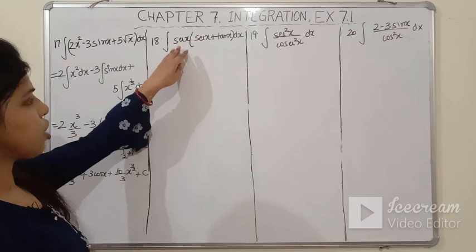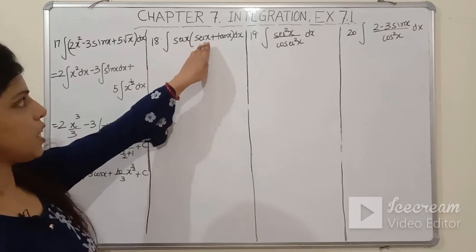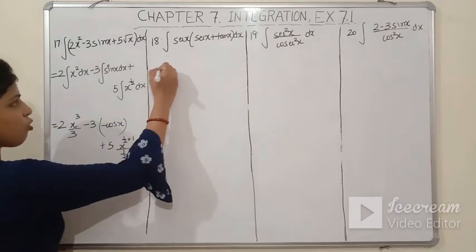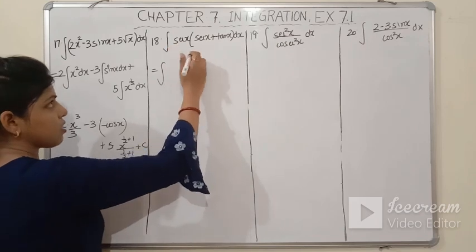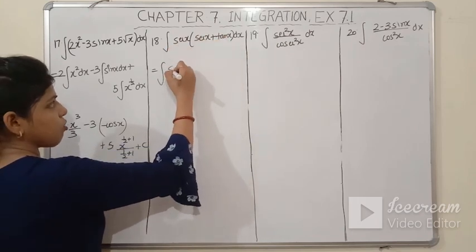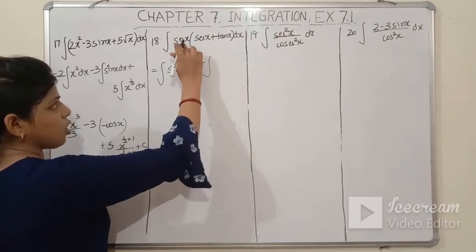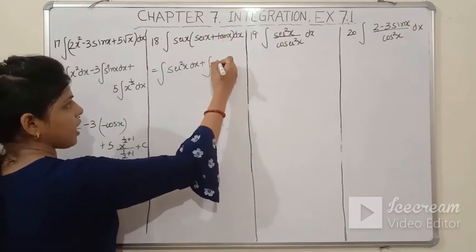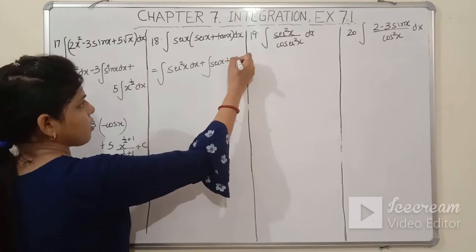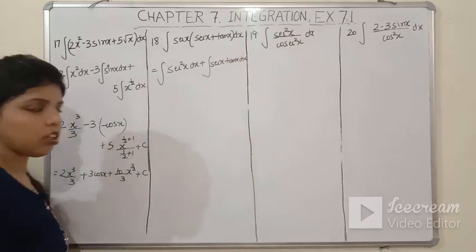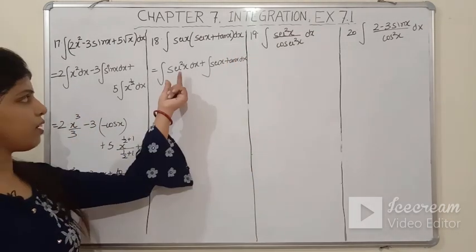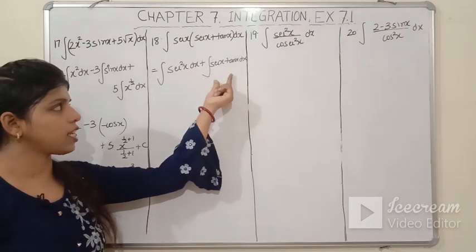So now the next question is integration of secant x into secant x plus tan x. So first of all, we have to multiply these two terms by secant x. Secant x into secant x will become secant square x dx, plus integration of secant x and tan x will become secant x tan x dx. Now you directly know the formula of integration of secant square x and secant x tan x.